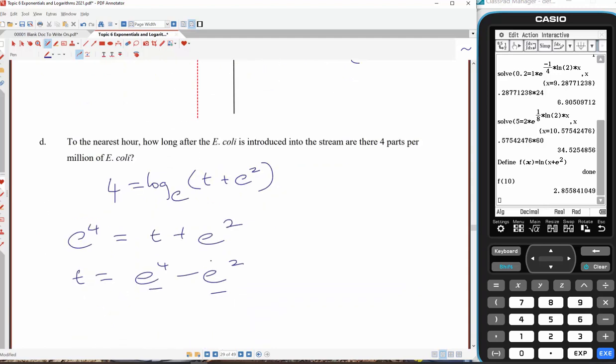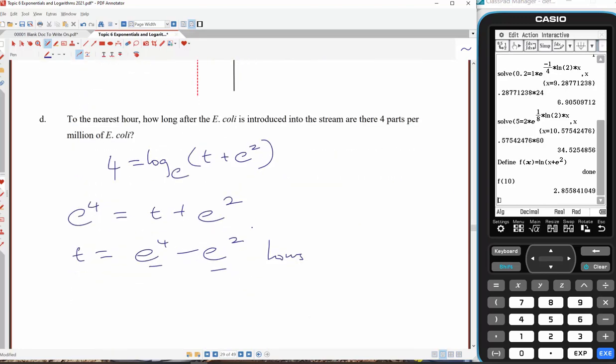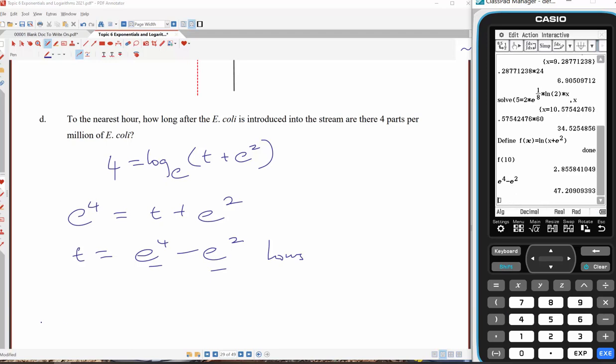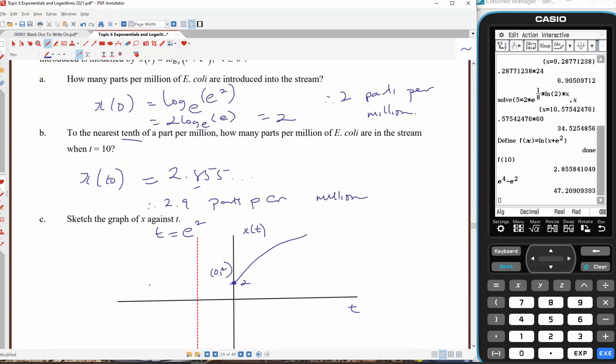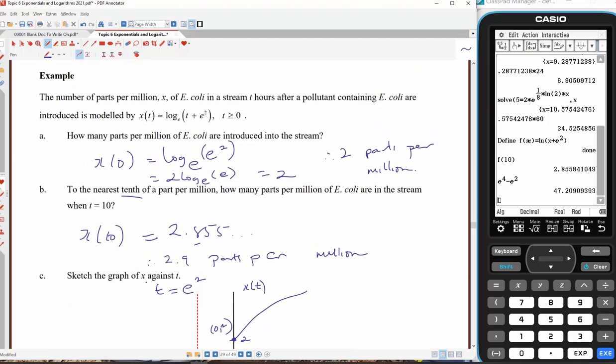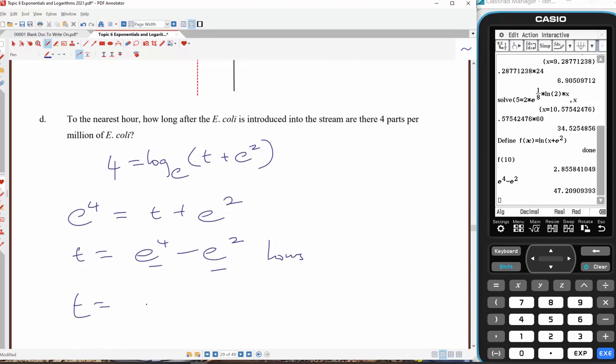And to the nearest hour, so this is going to be hours. So to the nearest hour, oh, we need to round that then. So that's going to be shift e to the 4, take away shift e to the 2. So T equals. Just checking the function, so it is T hours, yep, to the nearest hour.